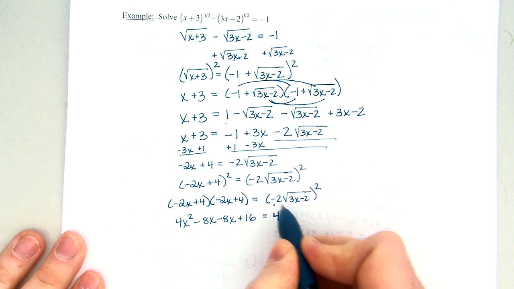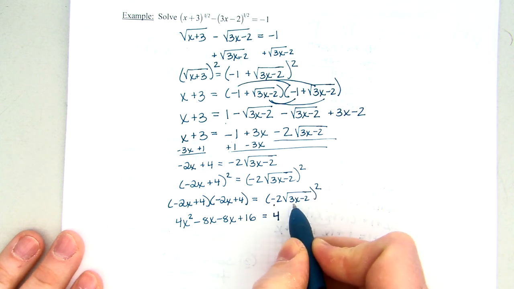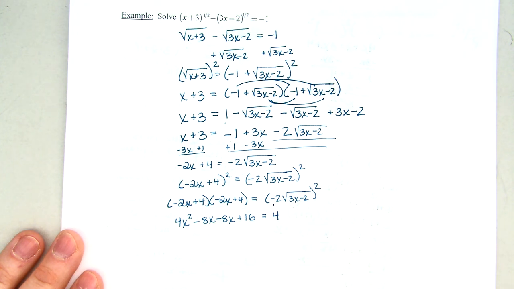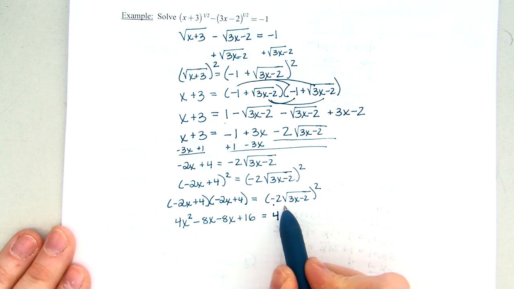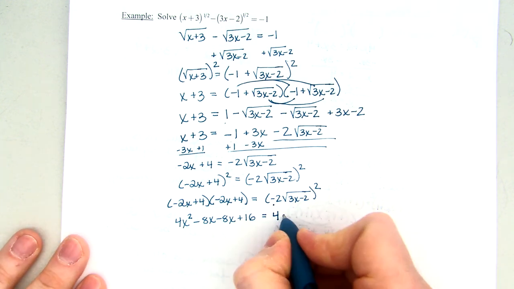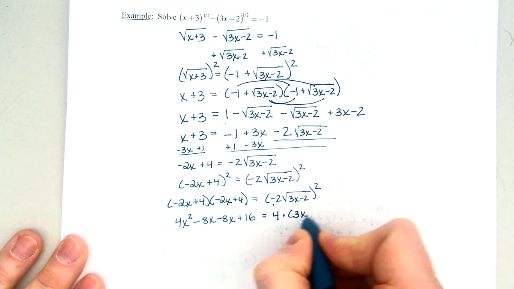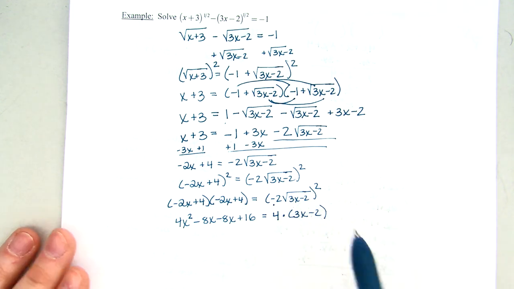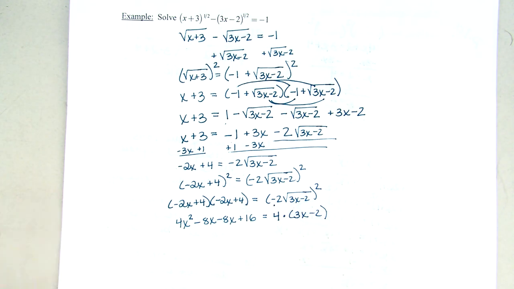What happens when you square that square root? What do you get? Hunter, what do you get when you square that square root? Yeah, square the square root cancels, and we get 3x minus 2. And again, I like that Hunter said times, because it was a product before, it's still going to be a product over there.